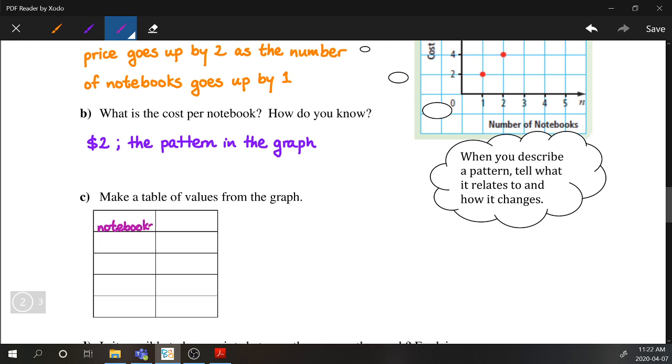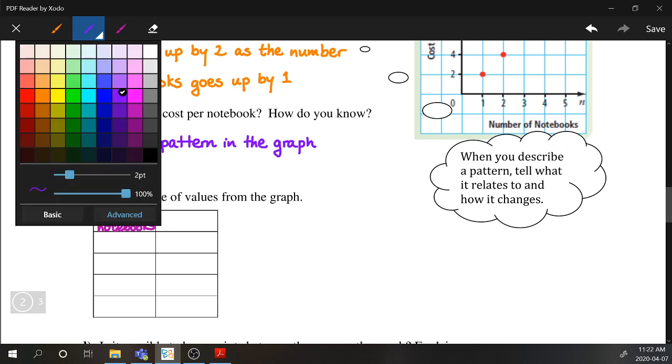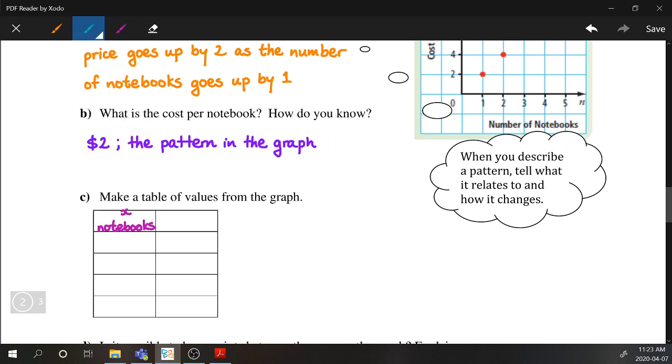So notebooks is one of the variables. It is, of course, the independent variable. So that's our x. And the cost is dependent on the number of books you buy. So that will be the y variable. So that will be 1, 2, 3, and 4. And then on the right hand side, you have 2, 4, 6, and 8.